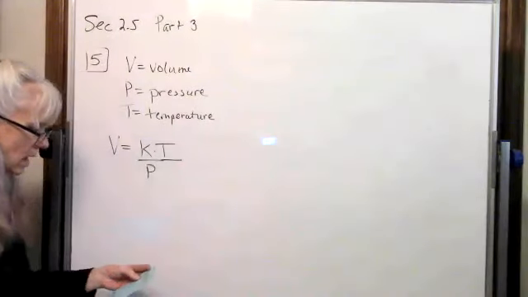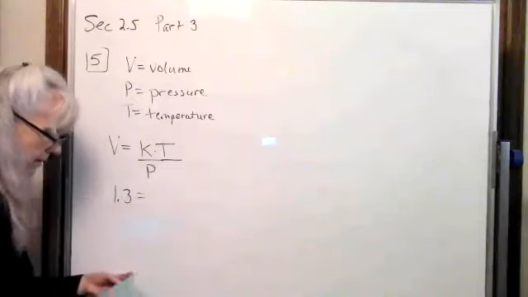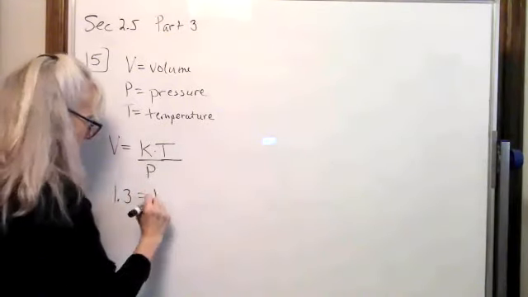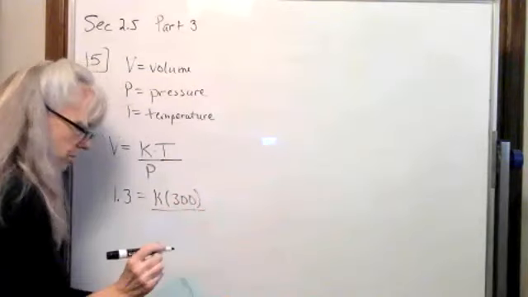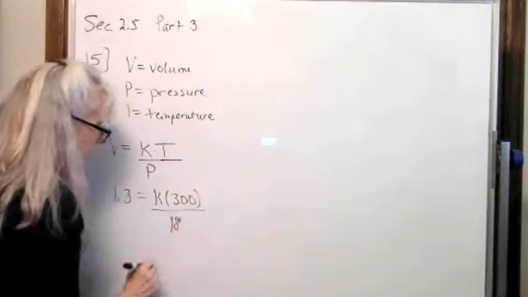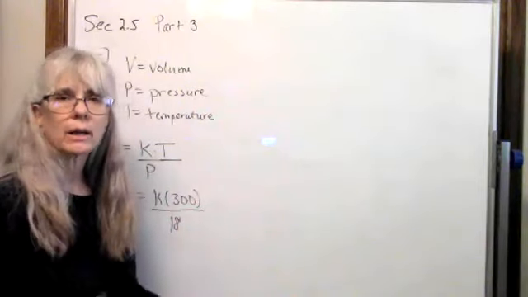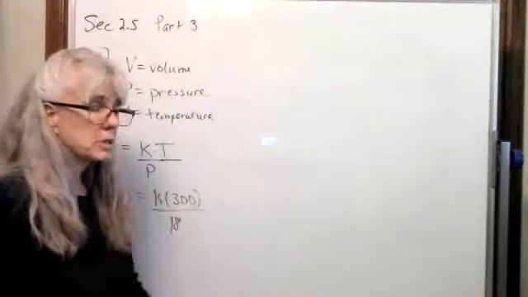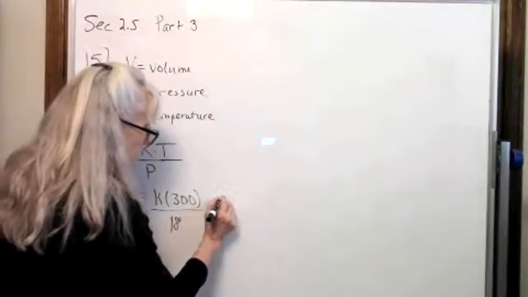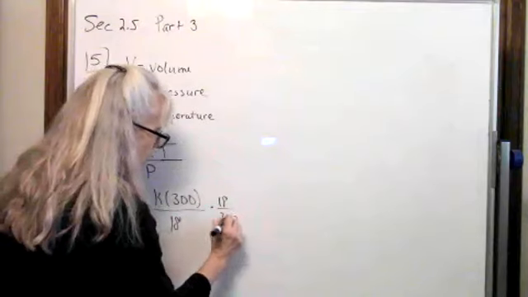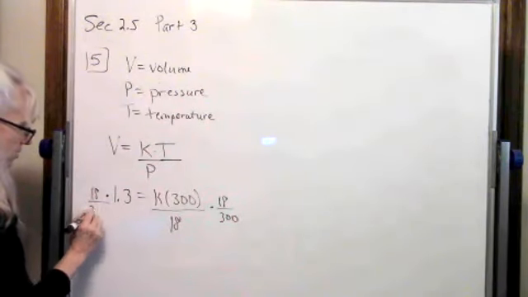Okay, if a gas occupies a volume of 1.3 liters at a temperature of 300 Kelvin, so I'm going to put 300 in for T, and a pressure of 18 newtons, so we're going to put 18 for P. And again, notice that for the most part, ignoring all the units, we're letting K take care of the unit conversions for us. Now we need to solve for K. So what I'm going to do is multiply both sides by 18 and then divide by 300. So we'll multiply by 18 and then divide by 300.